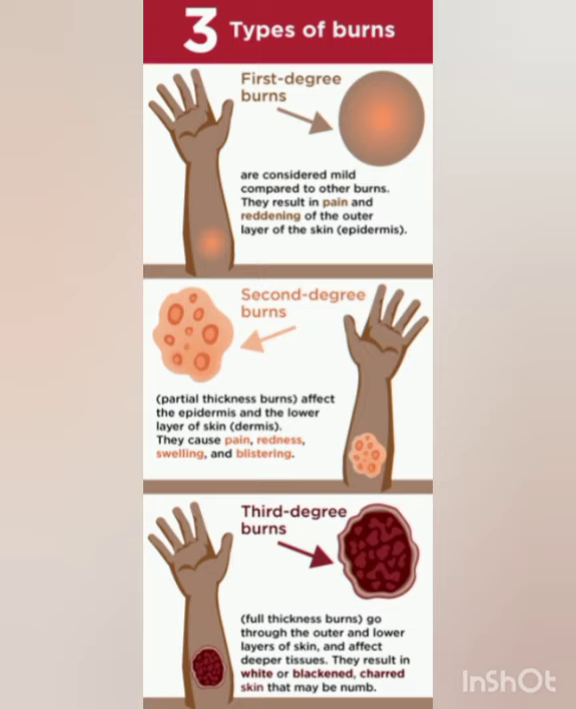There is a first degree burn, second degree, and third degree burn. The first degree burn is usually mild compared to other burns, and it usually results in pain and reddening of the outer layer of the epidermis. The second degree burns are usually partial thickness burns which affect the epidermis and lower layer of the skin and cause pain, redness, swelling and blistering. The third degree burns are usually full thickness burns which cause white or black and charred skin that may be numb.